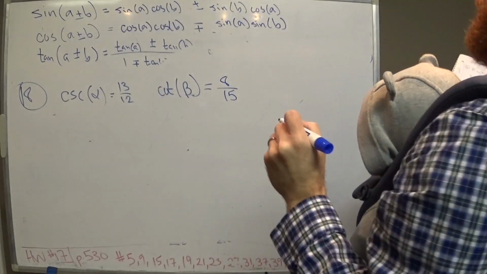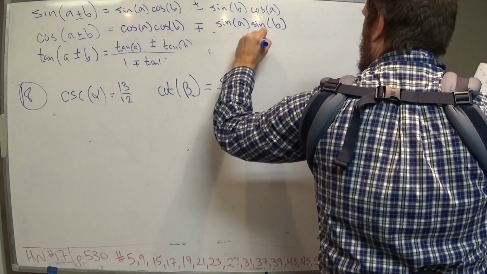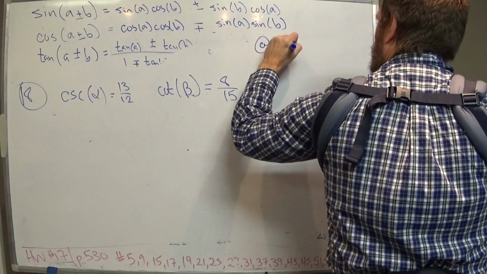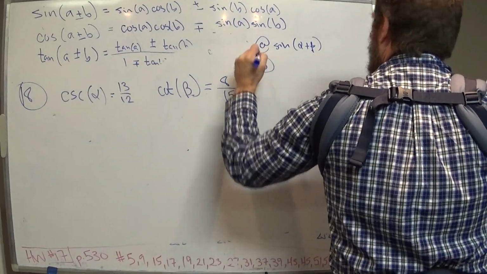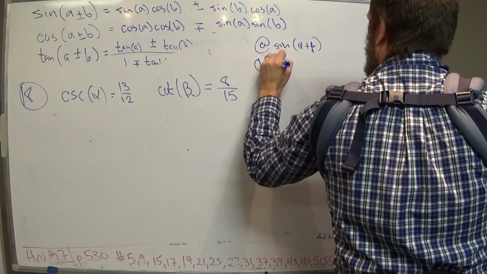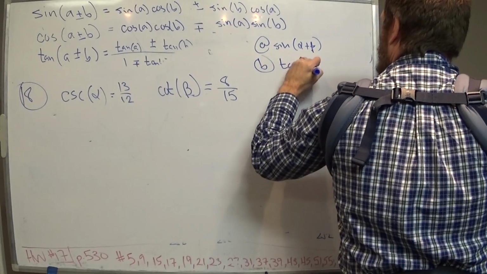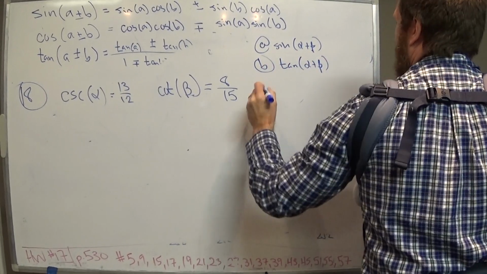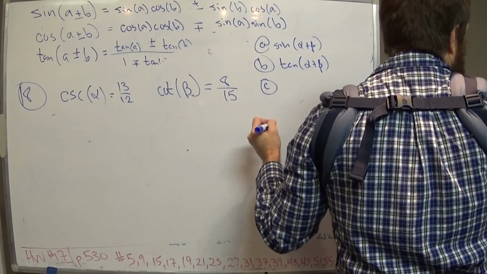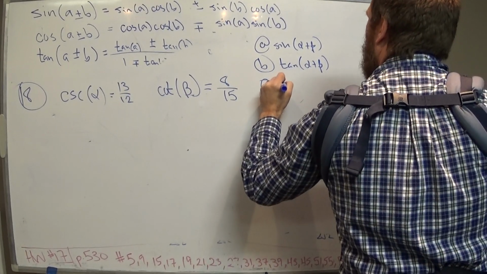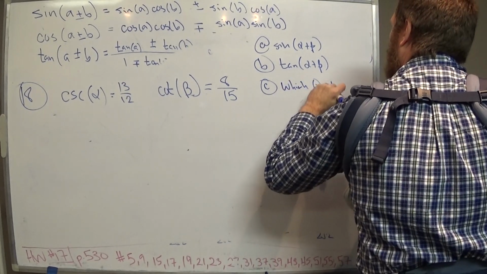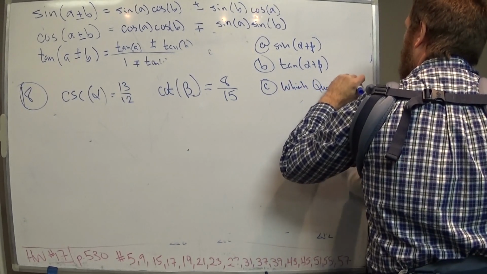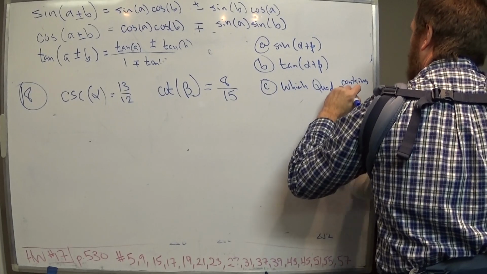Now we want to do a bunch of stuff. A, we want to find sine of alpha plus beta. B, we want to find tangent of alpha plus beta. And this is where it's fun. Find which quadrant contains alpha plus beta.